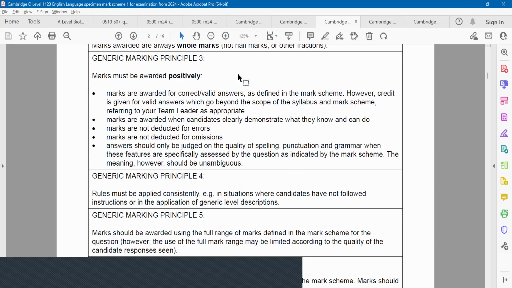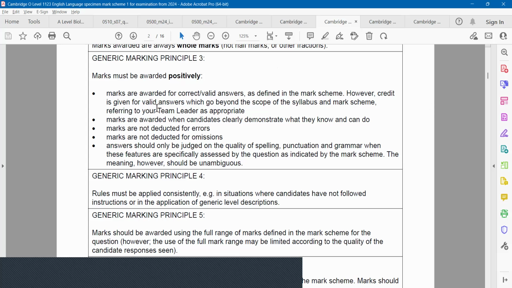Then you're always awarded positively. So there's no negative marking in Cambridge, right? You don't lose a mark for getting something wrong, in the sense that, okay, my score is 10, I got an answer wrong and that was worth 1 mark, so I get -1. That doesn't happen. If you got an answer wrong, you will get a 0, not a negative mark.